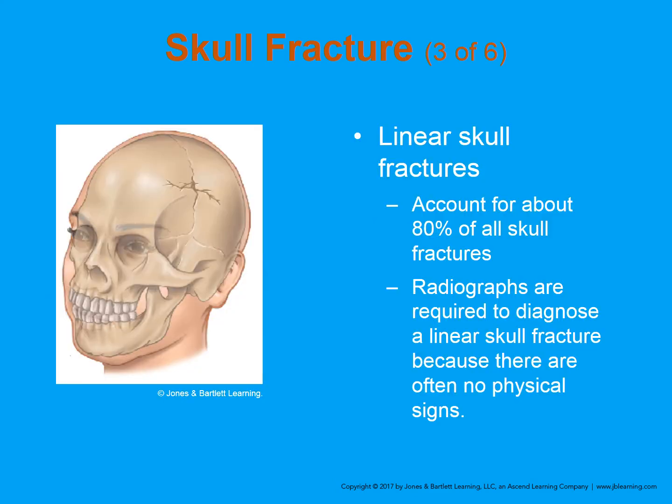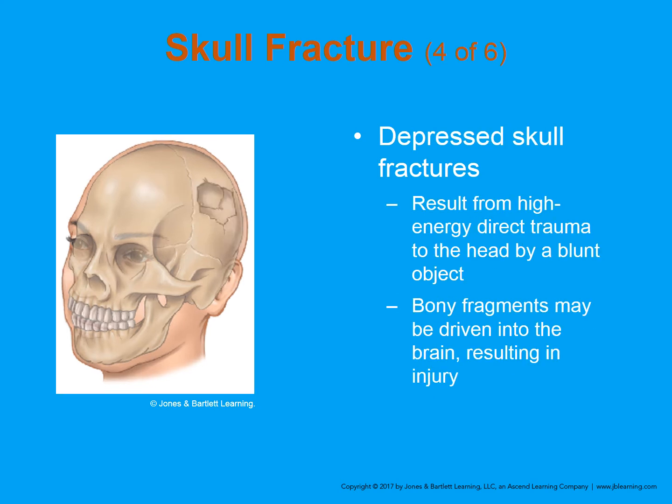We have different types of skull fractures. The linear skull fracture is the most common, about 80% of skull fractures. A radiograph is required to diagnose linear skull fractures, because there's often no physical sign that we can see on the outside. It's just there on the skull, and we don't have x-ray vision. So again, we suspect this due to the mechanism of injury, altered level of consciousness, pain, that crepitus we feel, or potentially changes in their eyes.